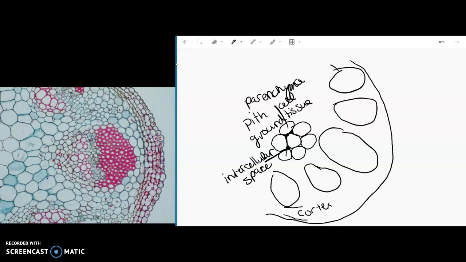Then again, these circles are vascular bundles. And this outside layer of cells, that's the epidermis, which is composed of epidermal cells. That is part of the dermal tissue.